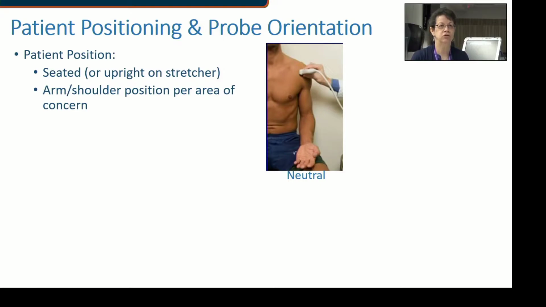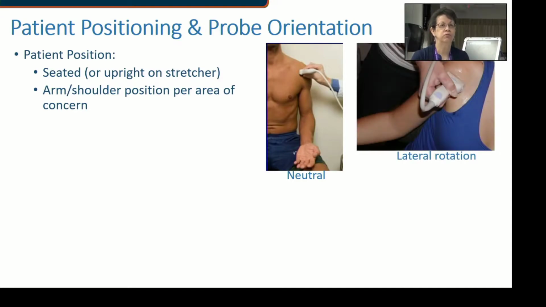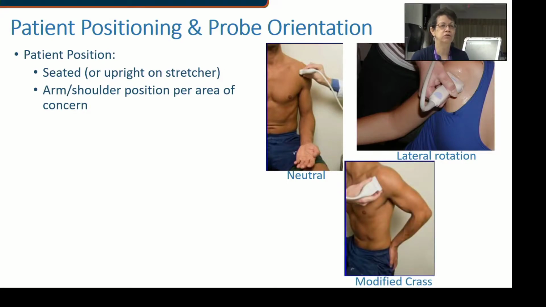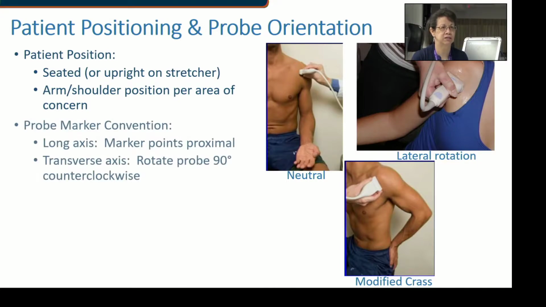So for instance, you may have a neutral position that you're going to keep the patient in when you're trying to go for the biceps tendon, or you may have to do a lateral rotation of the shoulder in order to be able to expose the subscapularis muscle, and you may do a modified CRAS. Now full CRAS would be that instead of the hand being in their hip pocket, it would lay all the way across their back. That can be uncomfortable for some patients. And so a modified CRAS is the preferred place to start with the supraspinatus.